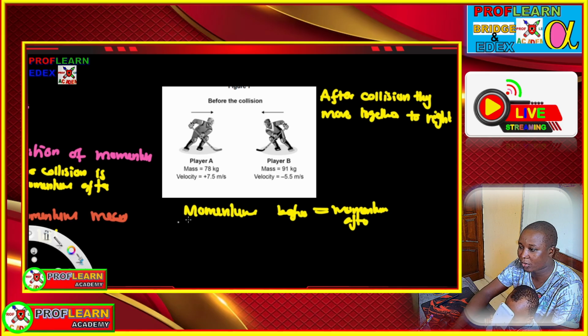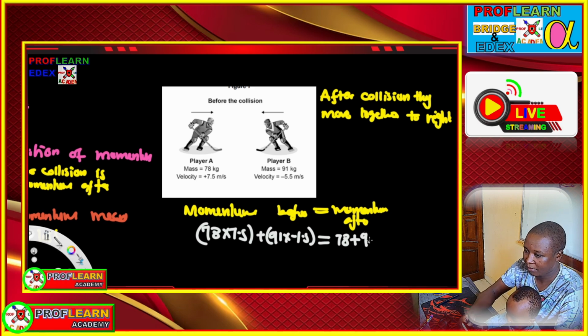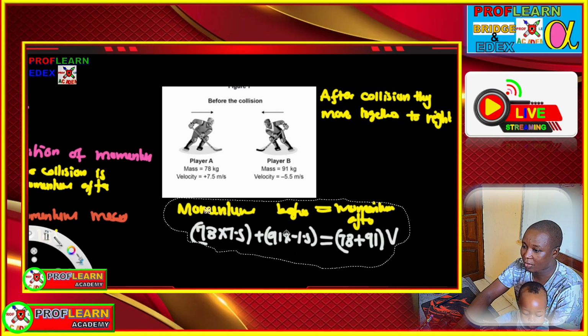So you're going to use the law of conservation of momentum, that momentum before collision is equal to the momentum after collision. So in that case, we are going to say 78 times 7.5 plus 91 times negative 1.5. Let me check, 6.5 or 1.5. Let's use 1.5.